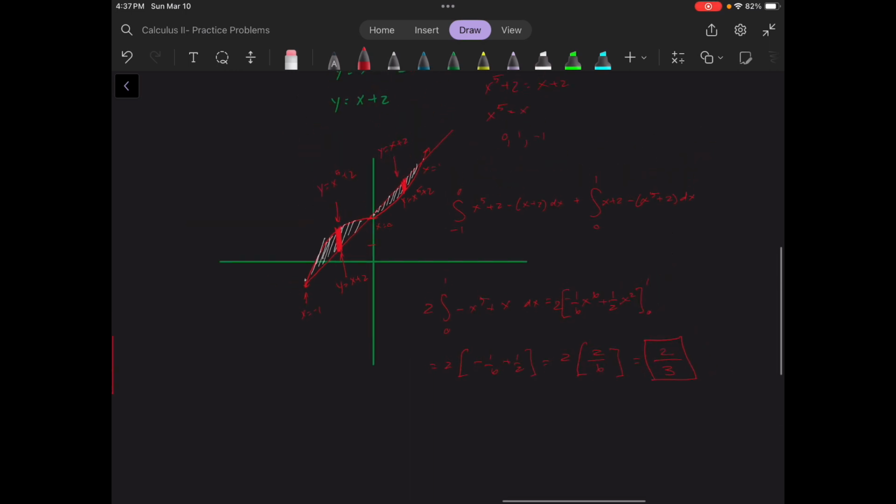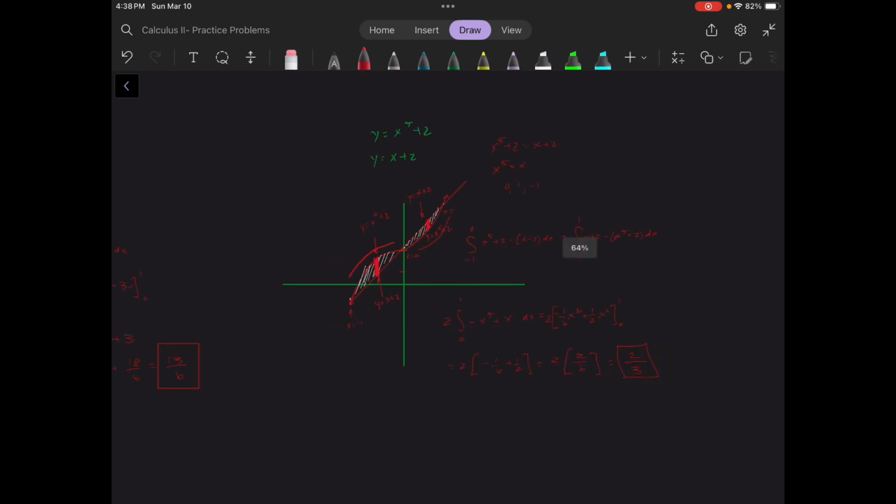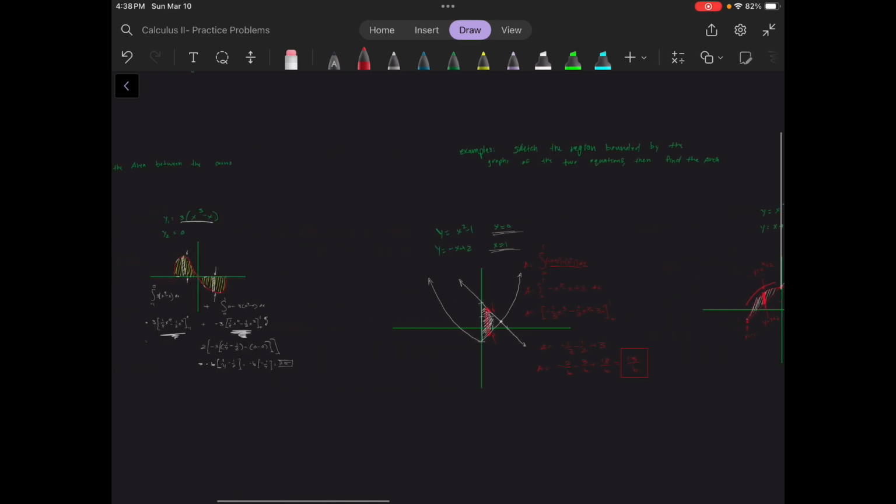But you have to intuitively piece together that the area is two different areas. The area of this one from negative 1 to 0 and the area of this one from 0 to 1. So that's how you find the area between two different curves using integrals.